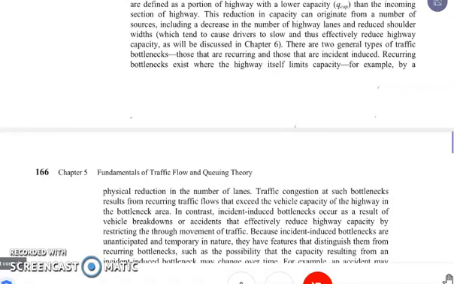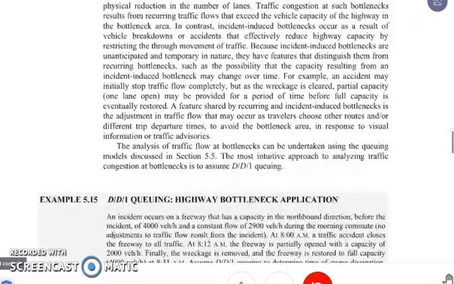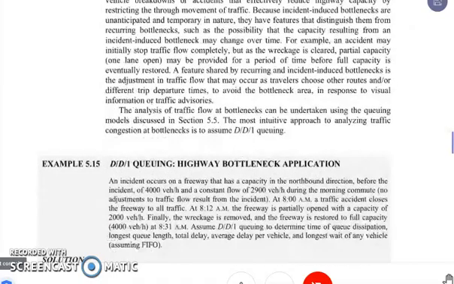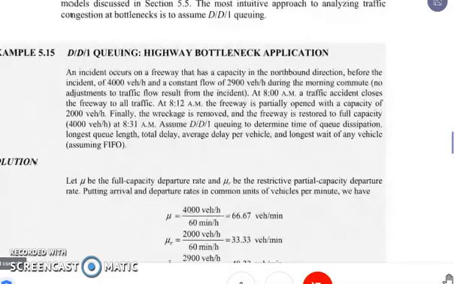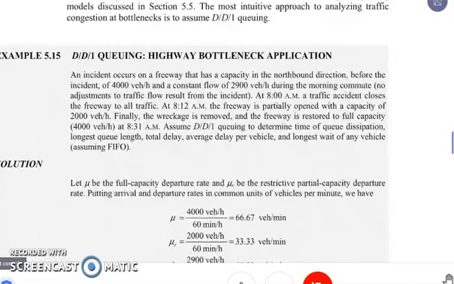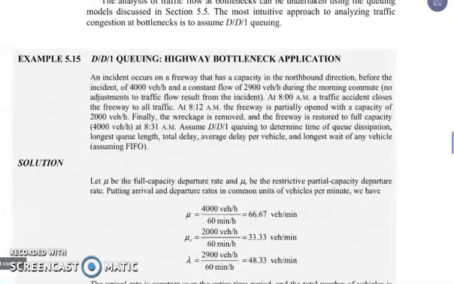This is the result of a vehicle breakdown or accident that effectively reduces highway capacity by restricting the through movement of traffic. For our example, we have here an example problem. An incident occurs on a freeway that has a capacity in the northbound direction before the incident of 4,000 vehicles per hour and a constant flow of 2,900 vehicles per hour during the morning commute.